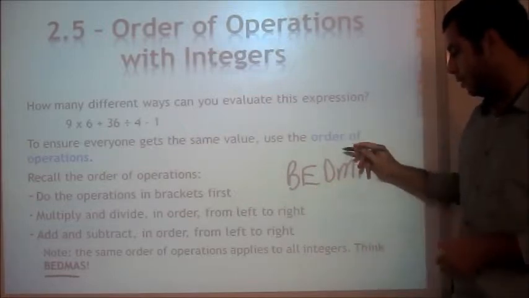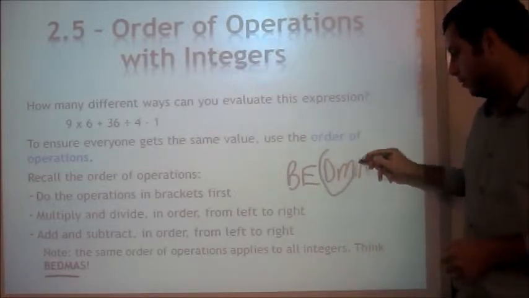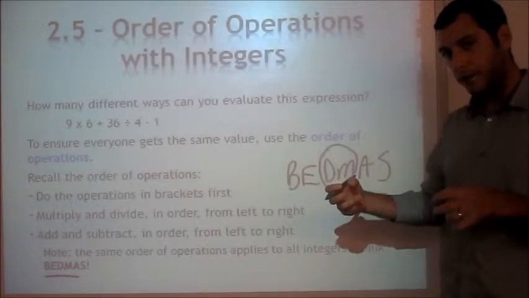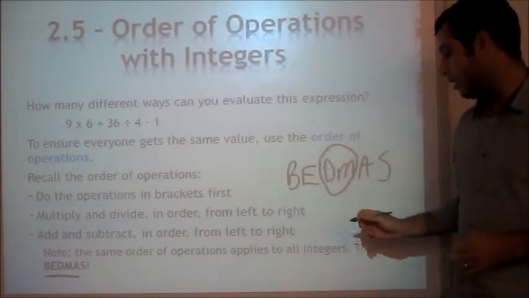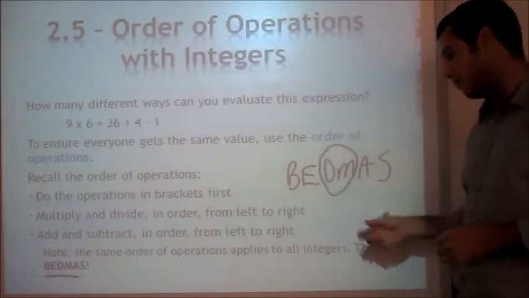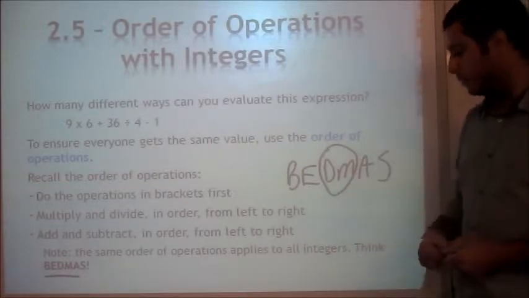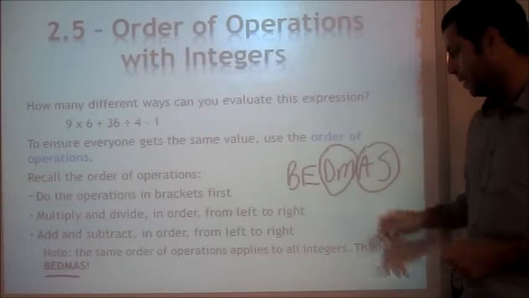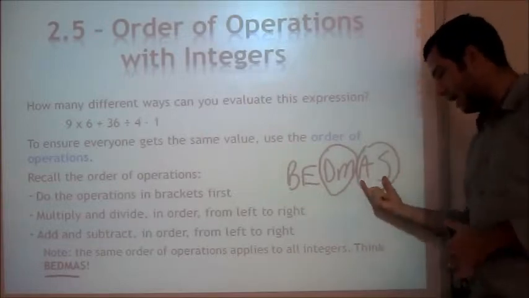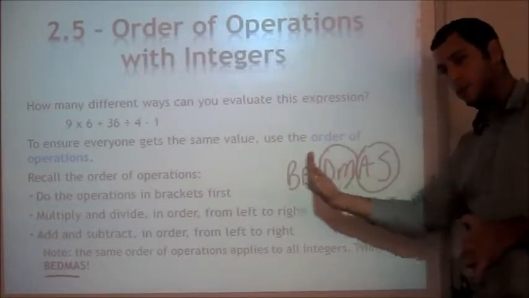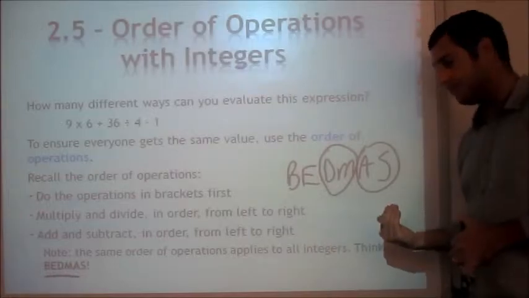Then we have division and multiplication. These two are actually grouped together. Doesn't matter which one comes first, we go left to right. So if multiplication comes before division in a problem, it gets solved first. And addition and subtraction, they're handled the same way. They have the same weight. So they're always solved from left to right.